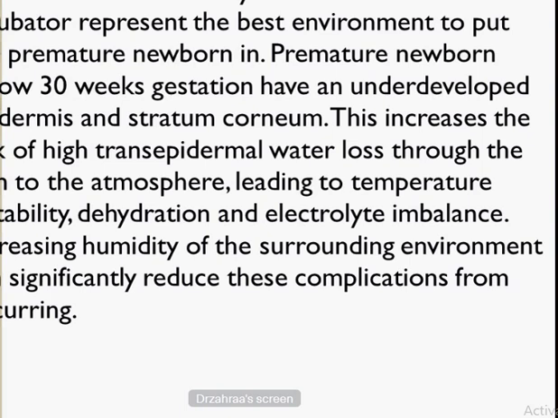طبعا أول شيء اللي هي incubation and humidity. We must keep the baby warm and humidified. طبعا humidified and warm incubator represent the best environment. Have an underdeveloped epidermis and stratum corneum. This increases the risk of high transepidermal water loss through the skin to the atmosphere, leading to temperature instability, dehydration, and electrolyte imbalance. Increasing humidity of the surrounding environment can significantly reduce these complications from occurring.